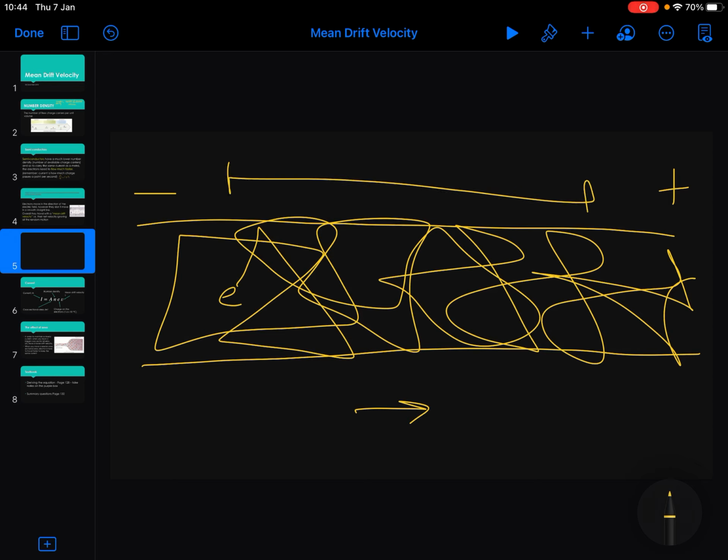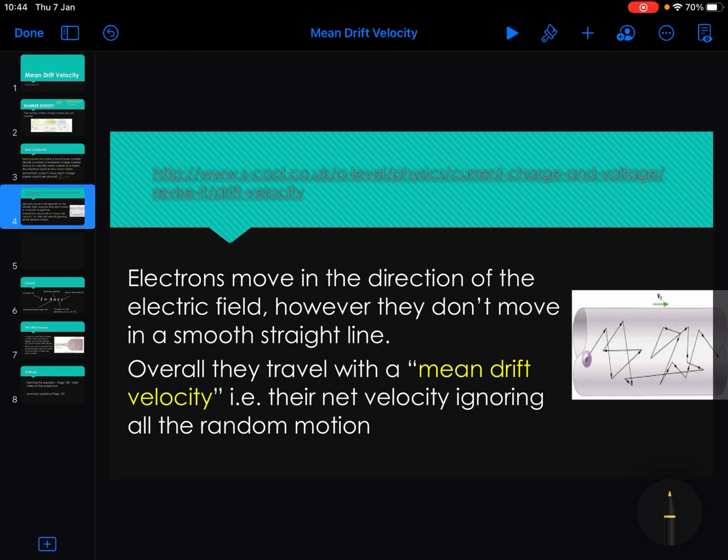So overall, how far have they travelled in what time? Ignoring the fact they're going upwards, downwards, sideways, backwards, etc. How far have they travelled in the general direction per unit time? So that's what mean drift velocity is. Again, if you pause the video and make your notes, there is a little diagram on the right hand side that summarises it better than my very messy diagram. If you did want to draw that, you are more than welcome to.